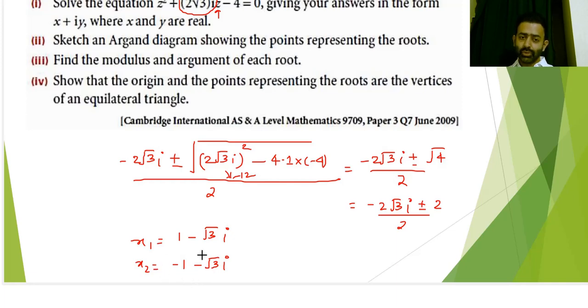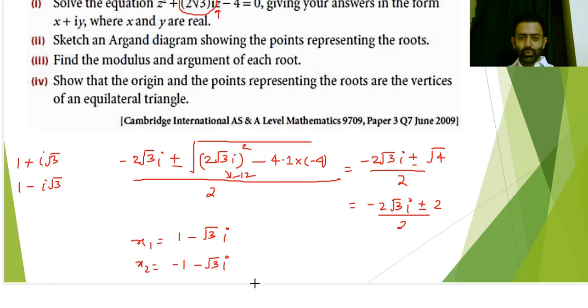As you can see here, both the roots are not conjugates of each other. Conjugate roots occur like this: if it is 1 plus i root 3, then the second will be 1 minus i root 3. The only difference lies in the sign of the imaginary part. The real part should be the same, but here the imaginary part is the same, and the real part differs in sign only, okay. So we won't say that these are conjugate roots. The reason is that the coefficient was not a real number, okay. So this fact you should remember.